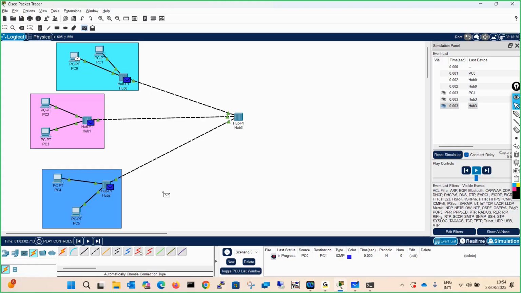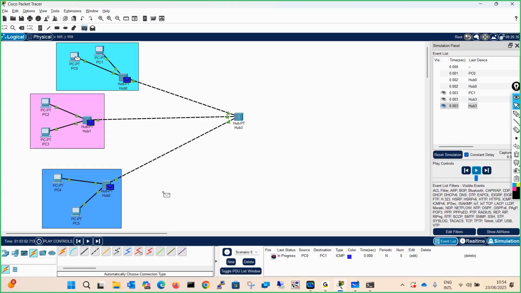Not single duplex, half duplex. Sorry, it works on half duplex, meaning that one-way communication. Meaning that at a time only one PC can communicate to another.